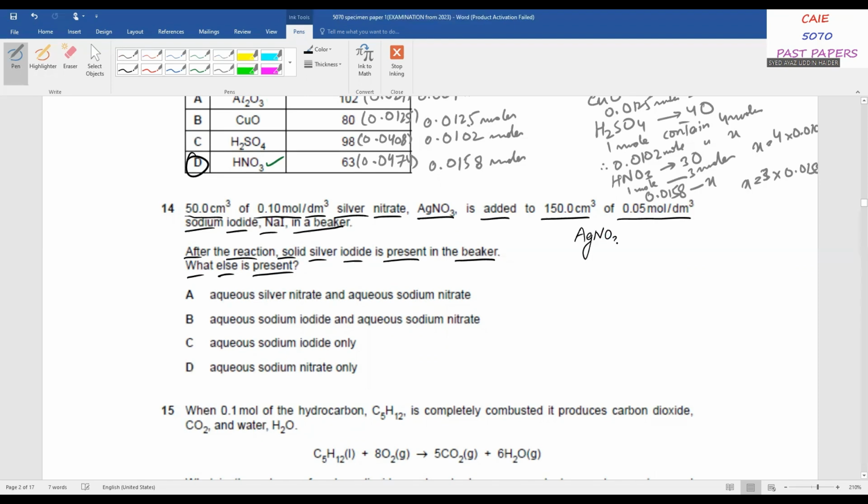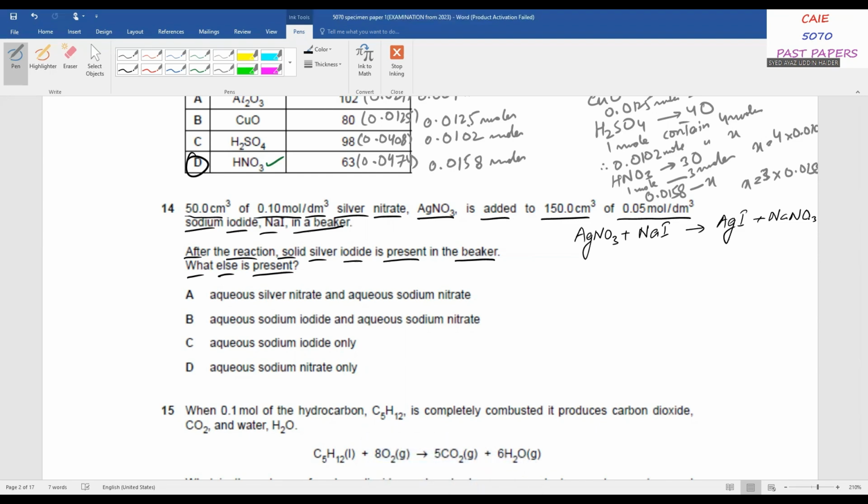The reaction equation will be like this: AgNO3 plus NaI. The products are silver iodide, AgI, plus sodium nitrate. You see the ratio for both the reactants is 1:1. So first of all, I'm going to find the limiting and excess reactant in this reaction. The excess reactant will be the one which will be left with the product in this reaction.